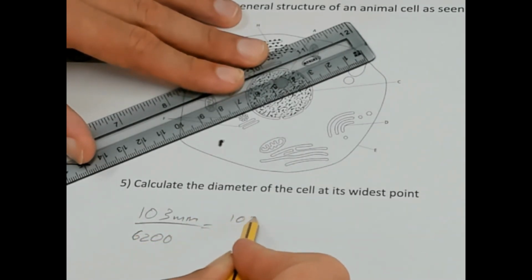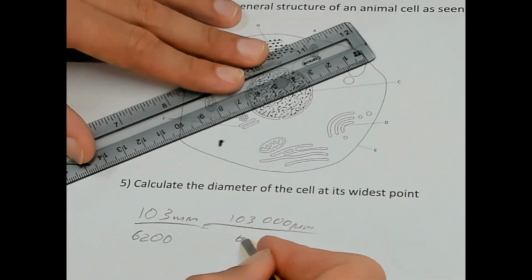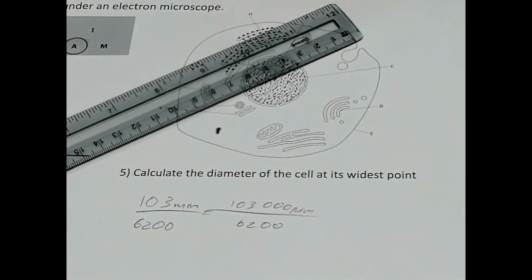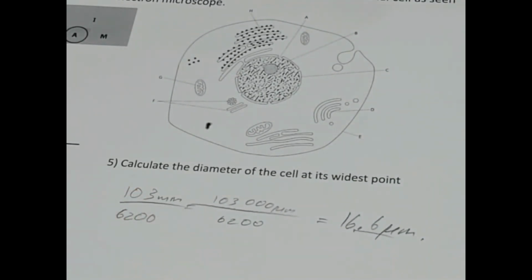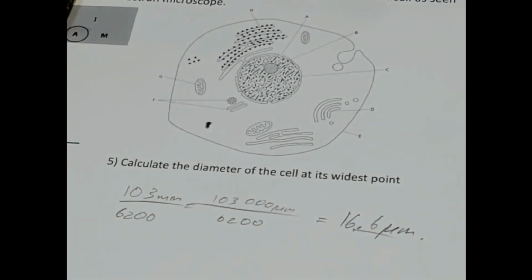So this is 103,000 micrometers. Write everything out nice and neatly. It's really easy to make a mistake. Divided by 6.2, and this gives me 16.6 micrometers. Okay, great. I hope it's been helpful, and leave a comment if you have any questions.